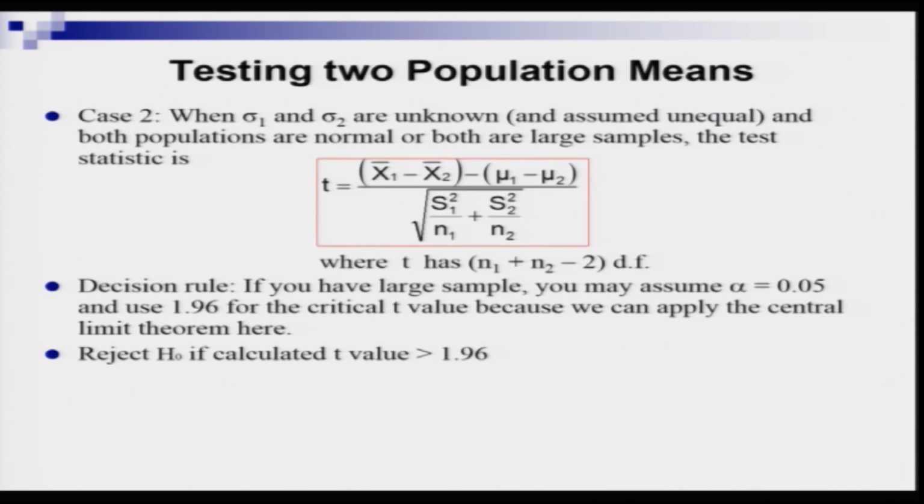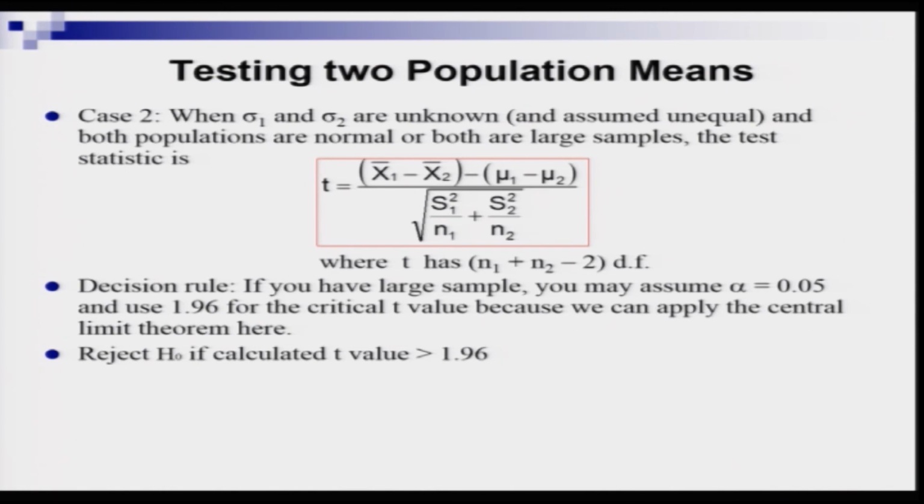Why do we have to deduct 2 here? Because note that for each sample you have to compute the sample variance, and for that you have to first compute the sample means for the 2 groups. That is why you have to deduct 2. Now, what is the decision rule in this case? If you have a large sample, you may assume alpha equal to 0.05 as that is the standard norm, and then use 1.96 for the critical t value, because we can apply the central limit theorem here. Then you reject the null hypothesis if the calculated t value is greater than the magic figure 1.96.